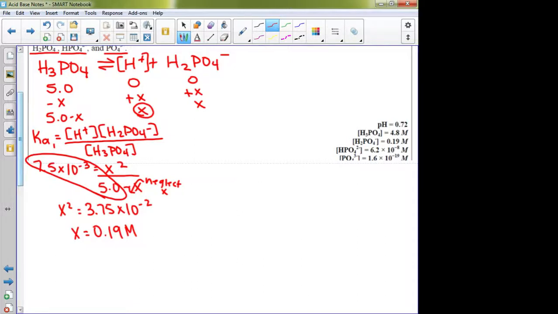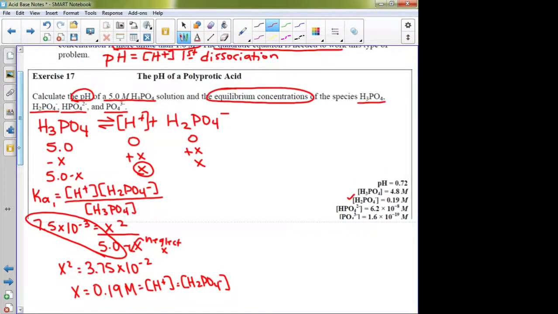All right? So, what did X give me the concentration of? My hydrogen ion. And what else did it give me my concentration of? The H2PO4 negative. So, I already found H2PO4 negative right there. So, that's one thing I already found that they asked me to find, right? The concentration of my H2PO4 negative.